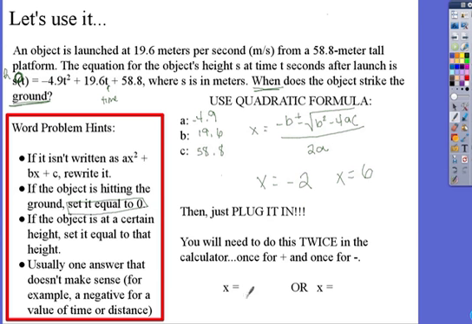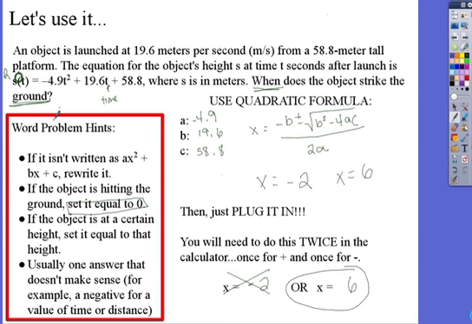So I have x equals negative 2 or x equals 6. Notice here, one answer doesn't really make sense. If we're talking about when, we're talking about a time, and a negative answer does not make sense. So we're going to say that 6 seconds is when the object would strike the ground.